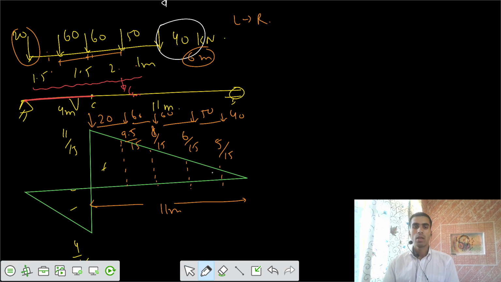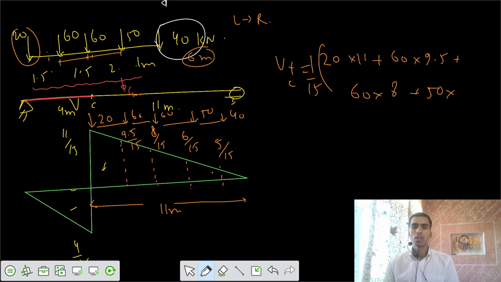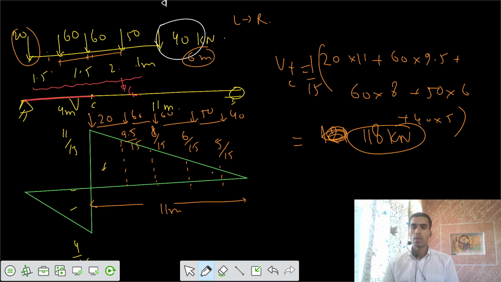Now we can get the value that V positive would be equal to, applying those values, 20 into, let's keep the 1 by 15 outside. I would say 20 into 11 plus 60 into 9.5 plus 60 into 8 plus 50 into 6 plus 40 into 5, and that equals some value of 118 kilonewton. So you got this value. Let's write this as V positive C1.